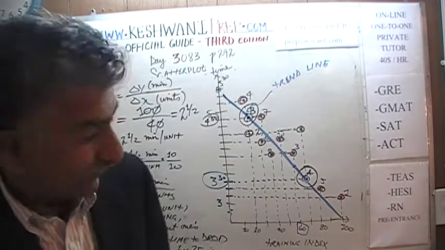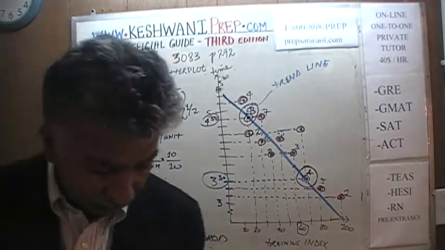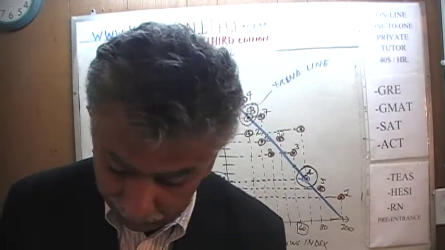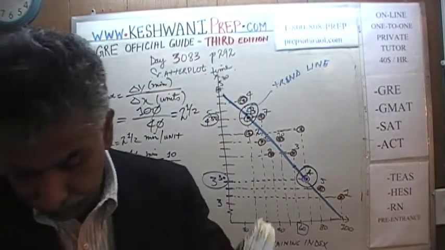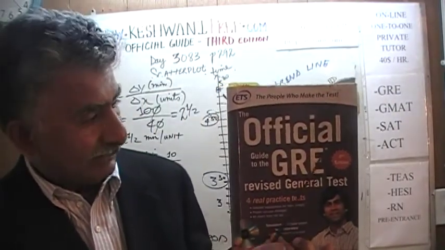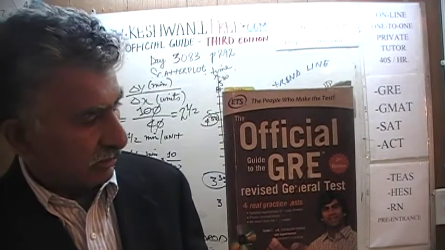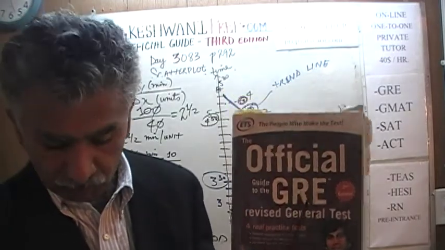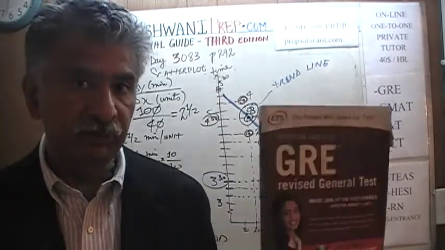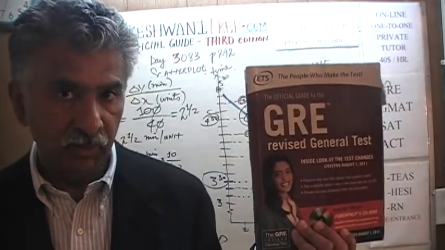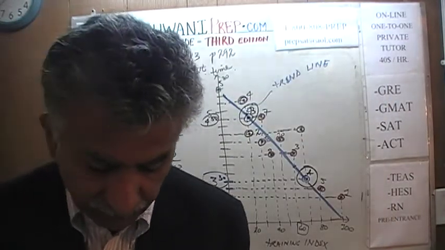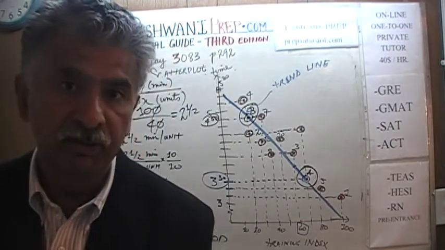Two problems that relate to the same data set, the same graph that you see there on page number 292. Two very nice questions that appeared in the second edition of the book. As you can see, I'm holding in my hand the official GRE guide, second edition. Those two questions appeared in the second edition with the same data set, and they also appeared in the first edition, which I'm holding here. For some strange and inexplicable reason, they decided to take out those two questions in the third edition. I do not know why.